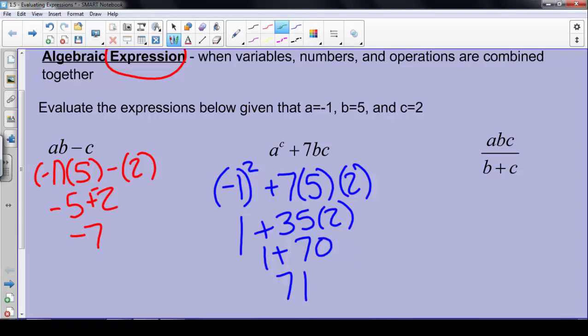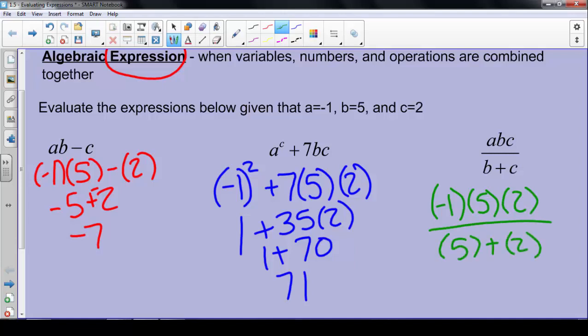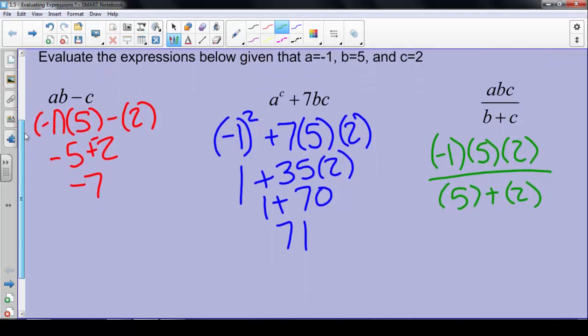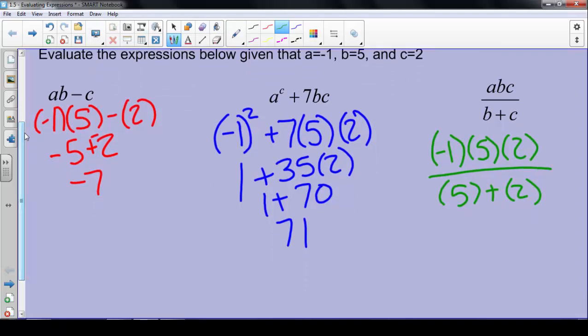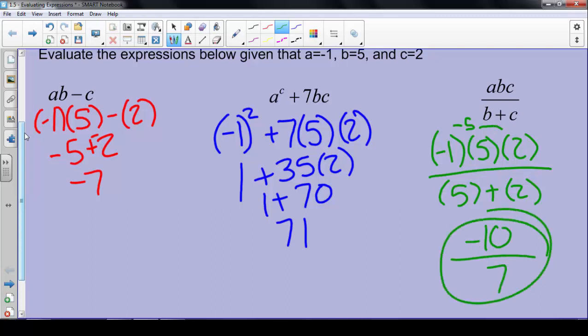Last but not least, our numerators, a, b, c. So -1 times 5 times 2. Denominator is b, so 5 plus c, which is 2. -1 times 5 is -5, times 2 is -10. 5 plus 2 is 7. See, that wasn't so hard.